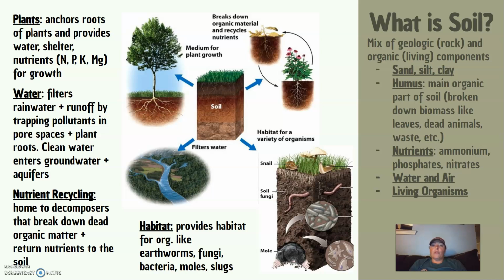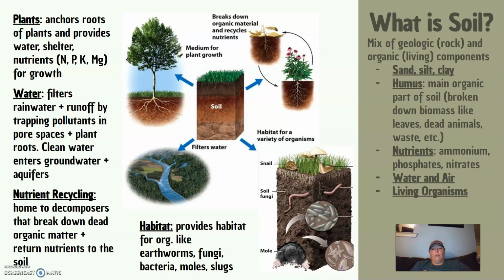So soil is an anchor for the roots of plants and provides water and shelter and nutrients for growth of plants. Water is impacted because the soil is able to filter rainwater and runoff by trapping pollutants in those pore spaces. And certain plants are also going to trap and remove pollutants from soils as well. As the water filters through the soil, it actually cleans the water as it percolates and enters into the groundwater and aquifers.